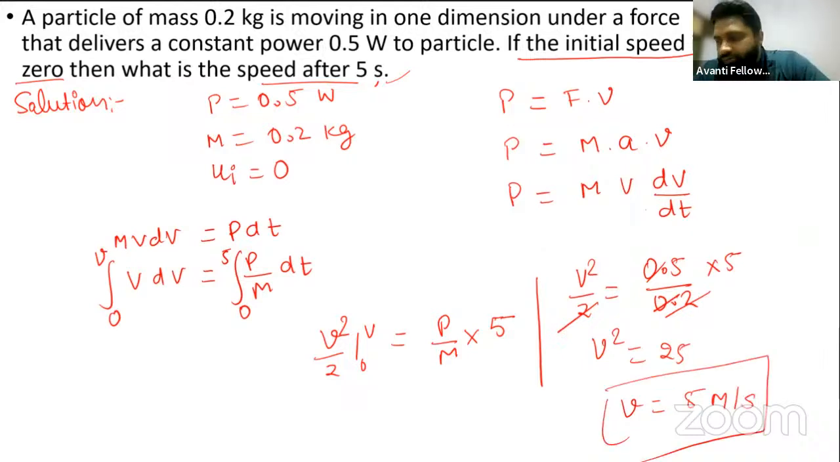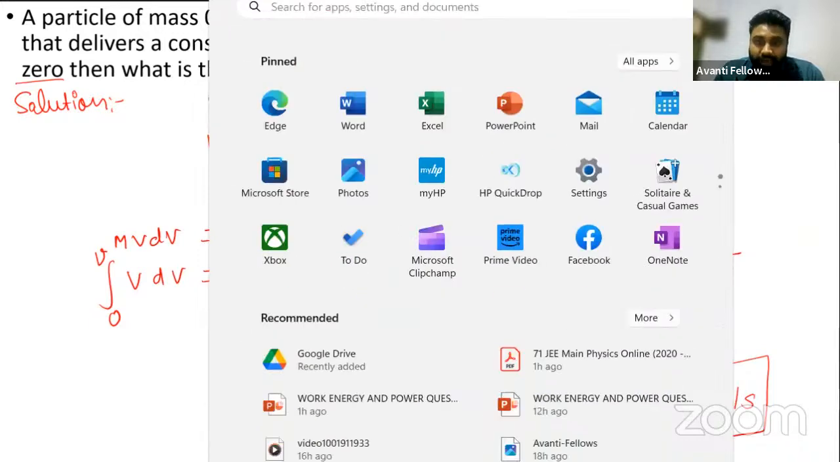Look how simple this question is. Okay. How simple this question is. And this question is being asked in JEE Advanced. Okay. Now just a second.